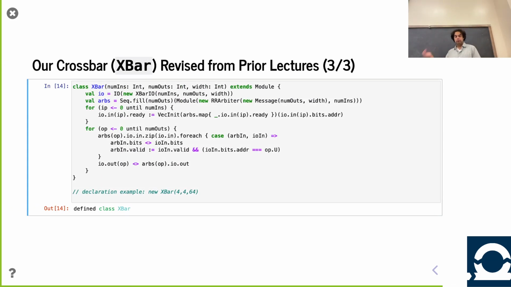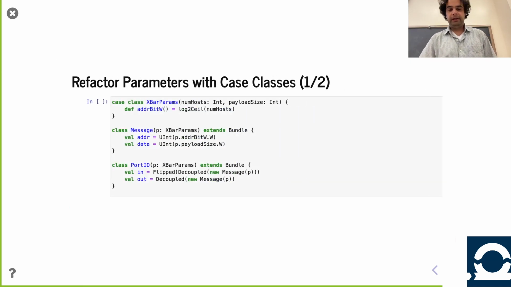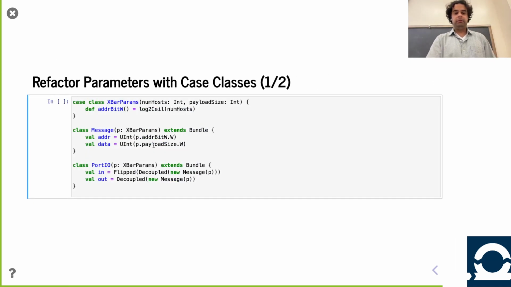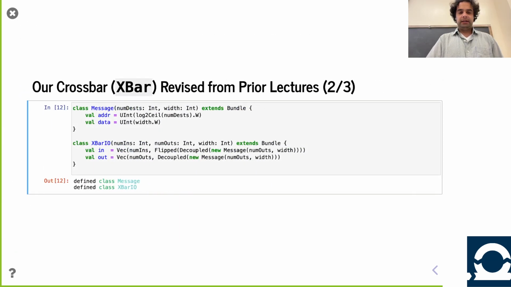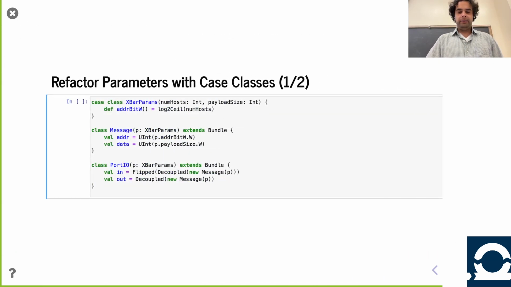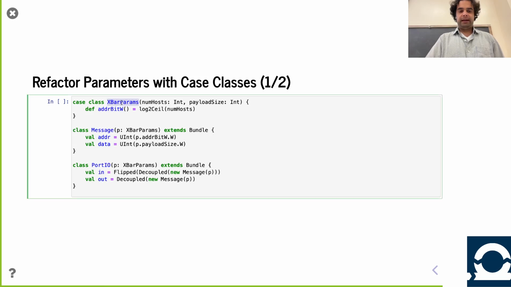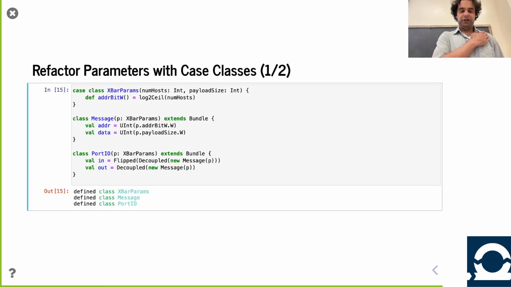But let's keep improving. So let's say, you know what? I want to use case classes. I can use case classes for holding the parameters. For example, I'll have a crossbar parameters case class that has the number of hosts and the payload size, and then I can pass around these params everywhere. So remember from a few slides ago, I had to remember this notion of number of inputs, number of outputs, and now I just need to have this params, and that encapsulates that for me. Not a huge win, but it's still something.